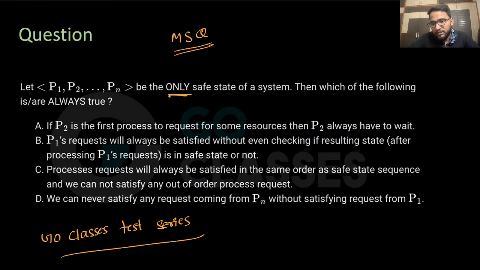Unsafe state means that if I give, then I may go to the deadlock or may not go to deadlock. Unsafe means that it is risky. Unsafe doesn't mean that it is always a deadlock. Right? Unsafe means it's risky.